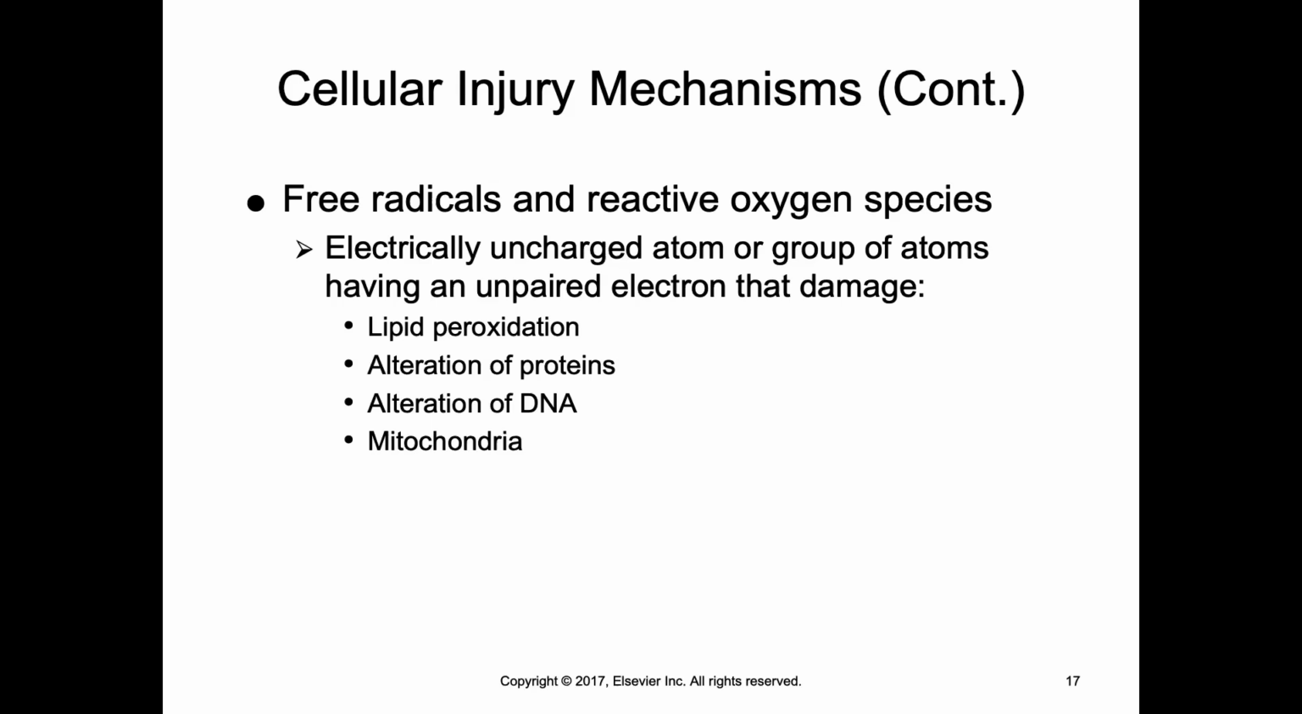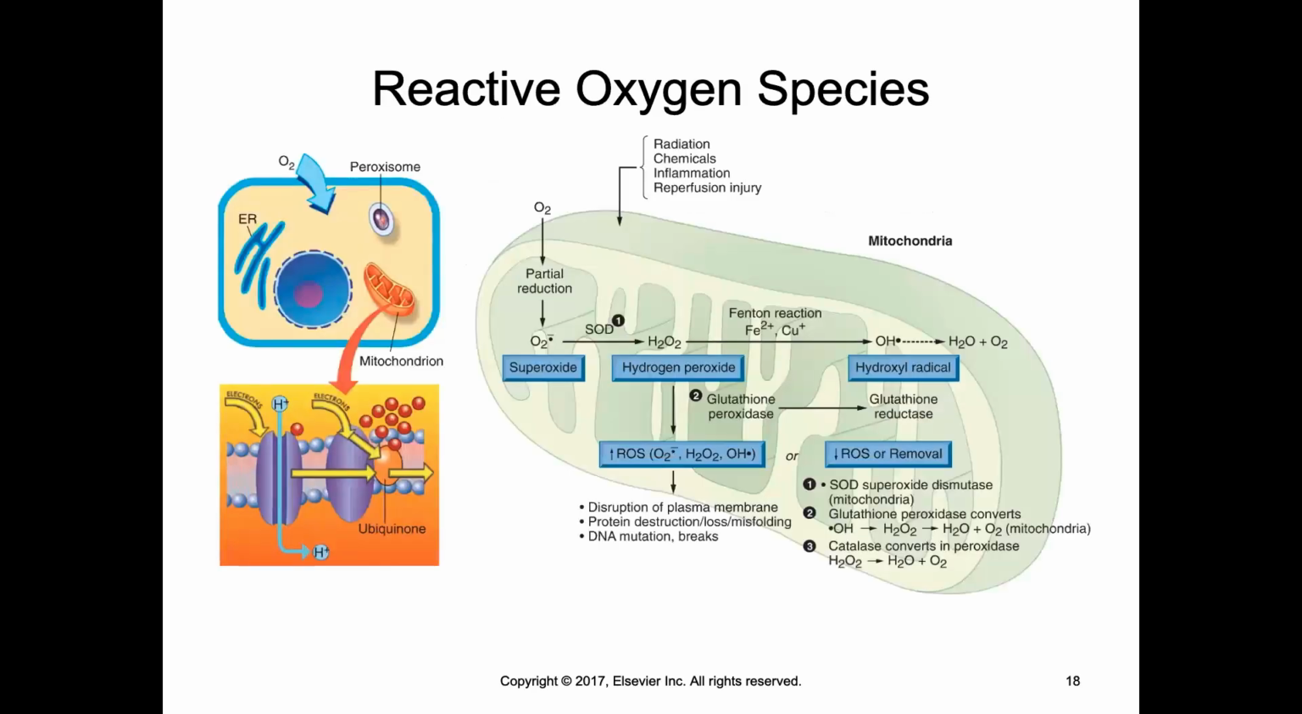So if we look here at these reactive oxygen species, ROS for short, right? Normally, the way that it's dealt with, okay, is oxygen undergoes partial reduction to superoxide, then SOD changes it to hydrogen peroxide, and then there is an iron-dependent, copper-dependent reaction that produces hydroxyl radicals, and then that can lead to the production of water and free oxygen. Okay.